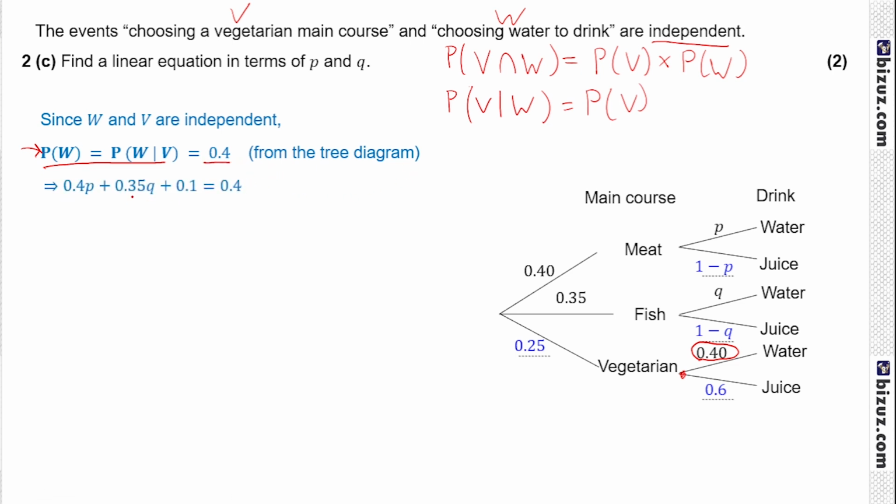So we will equate our expression that we have already found to 0.4, and this gives us an equation in P and Q. So 0.4P plus 0.35Q is equal to 0.3. Let's call it our equation 1, and this is because we'll find another equation and solve them simultaneously.